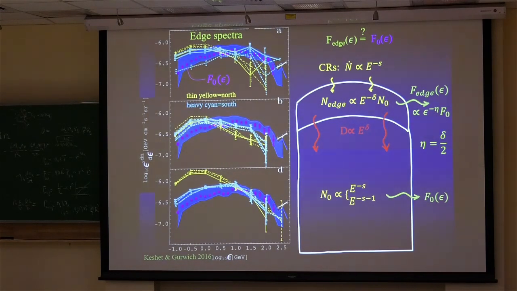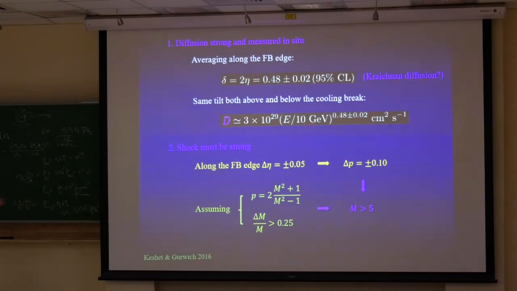This is a problem if the shock is weak. It's not a problem if the shock is strong. Strong shocks always inject the same power law, p equals 2 for electrons. So this is telling us that the shock cannot be very weak, otherwise you should see variations. If you plug in the numbers, you see that the Mach number has to be more than 5. So if you want the solution to work, the shock better be strong.